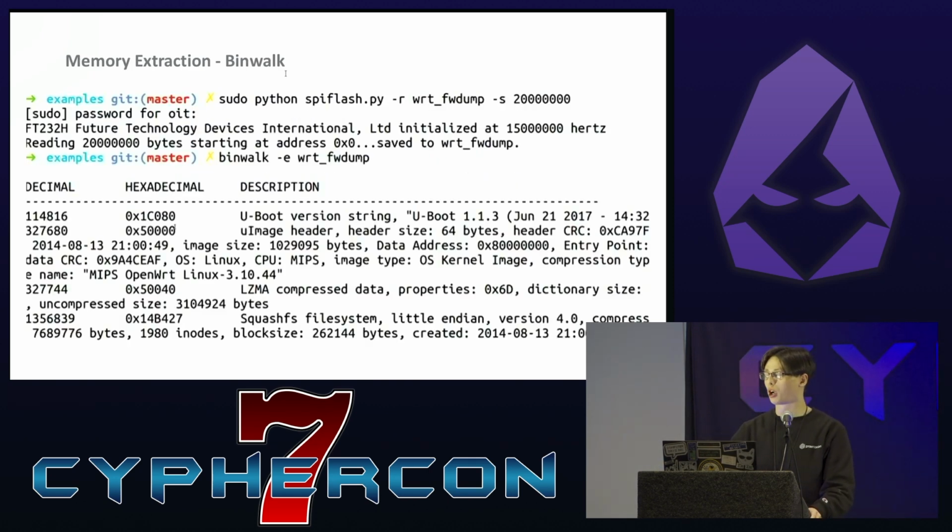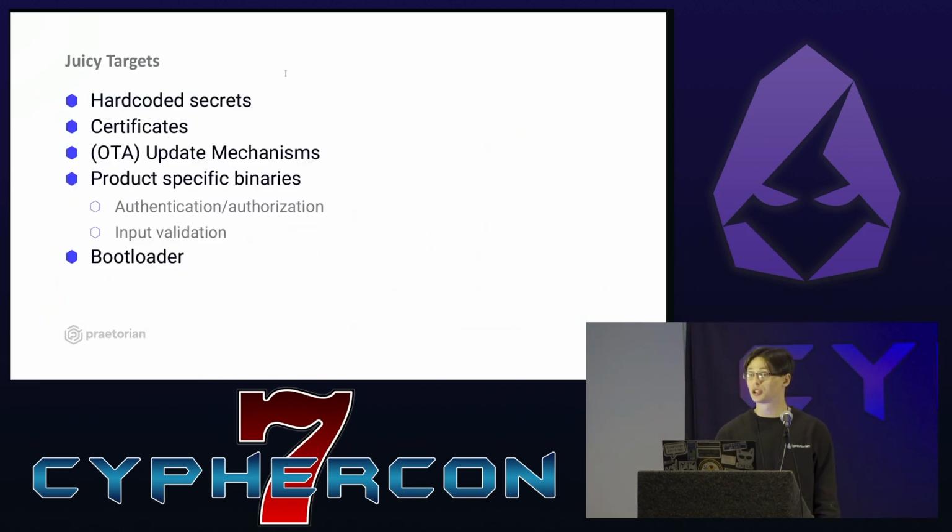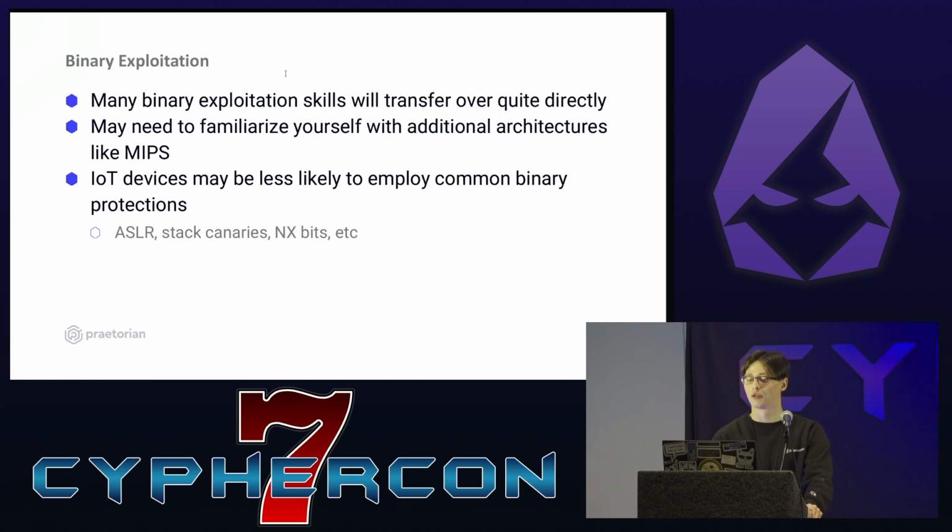We already talked a bit about binwalk, but this is going to be your best friend again when you have binary data for which you don't already know the structure. Some juicy targets we might be looking for in the firmware: any hard-coded secrets or certificates that we may be able to use against other devices or endpoints, any update mechanisms, especially over-the-air update mechanisms. And then again, a ton of your normal security findings: authentication and authorization controls, input validation. If we target application or product-specific binaries, that'll help us focus on things that are relevant to the context of the application. And again, check out what bootloader they're using and what capabilities that can afford you.